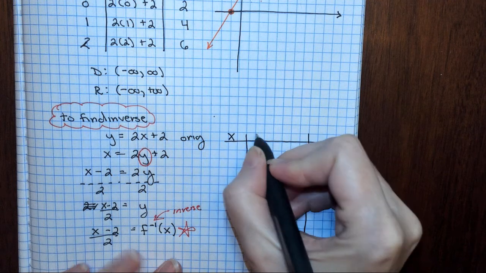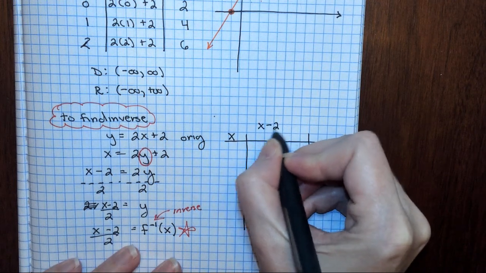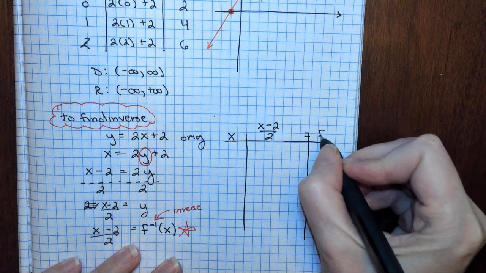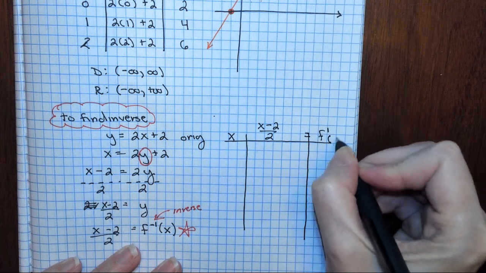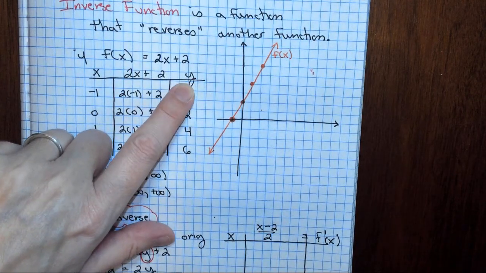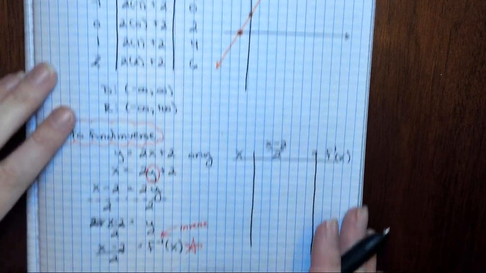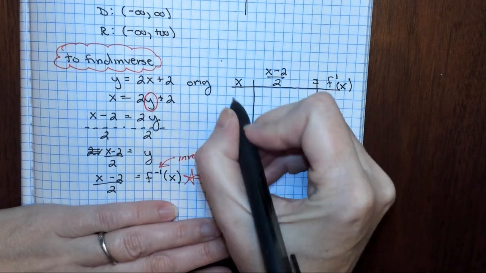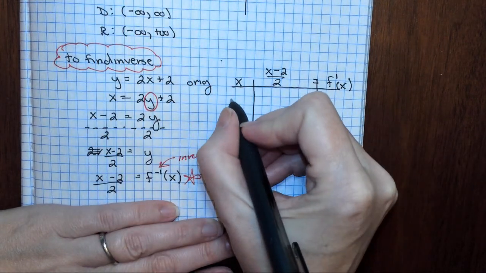And I have (x minus 2) over 2 equals my f prime of x. Now, remember up here I just had y, which I could have called f of x. You'll see me go in and out. And down here I'm going to remind myself that I'm on the inverse. So I'm going to start with the same numbers again.